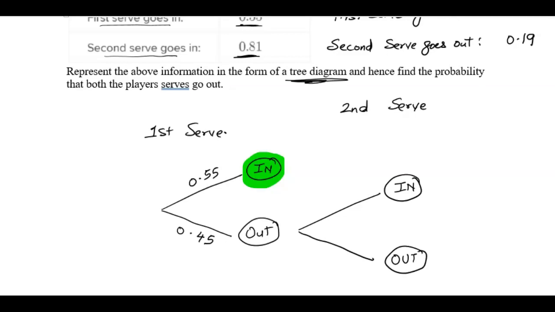Now let's go ahead and look at the probabilities. What are the chances of the second serve going in? That is 0.81, and the 0.19 is the chances of the second serve going out. Now there's a follow-on question here. They want us to do a tree diagram and hence find the probability that both the player's serves go out.